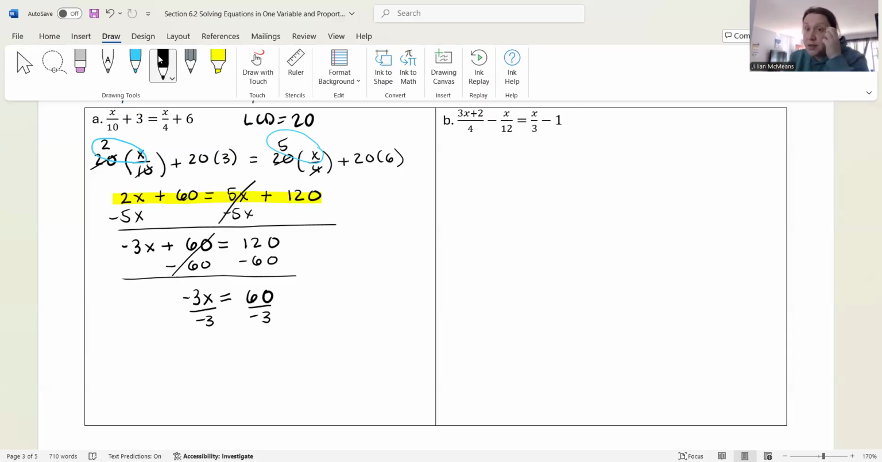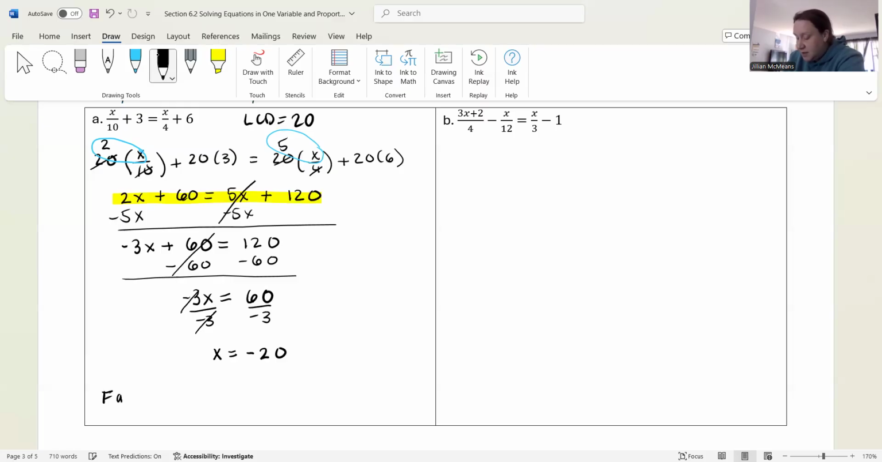On the left, negative 3 divided by itself is just 1. 1 times x is x. So yes, we would very lazily say, oh, the negative 3's cancel. They do. Just understand why. They cancel because their quotient is 1. Okay? And then finally, 60 divided by negative 3 would be negative 20.